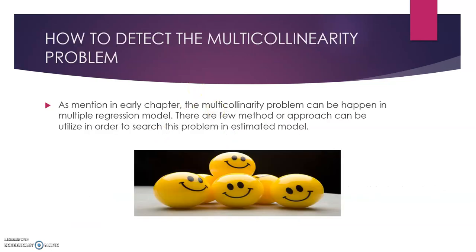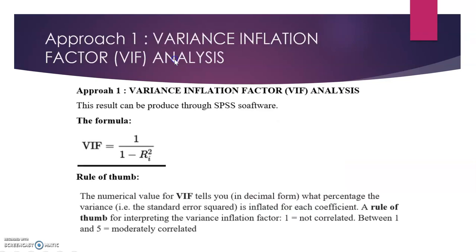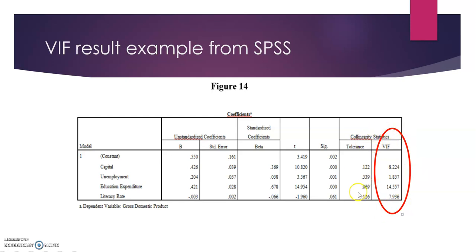How to detect the multicollinearity problem? As mentioned in an earlier chapter, the multicollinearity problem can happen in a multiple regression model only. There are a few approaches that can be utilized in order to search for the problem in the estimated model. Approach 1 is the variance inflation factor, or VIF, analysis. The result can be produced through SPSS software. I believe in our previous lecture, I already told you to click on VIF to produce the VIF result in the SPSS output, and the result will come out like this. So please refer to your output for the project to see whether you get the VIF term in your coefficients output.